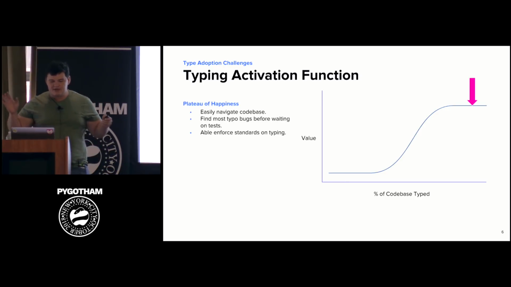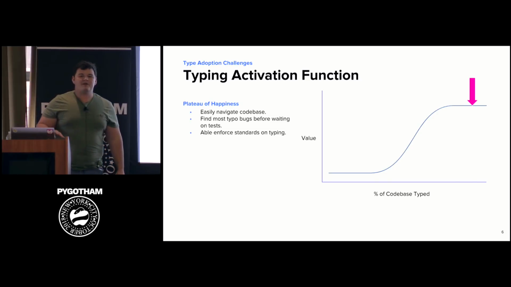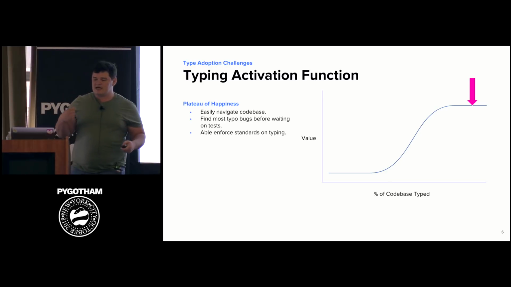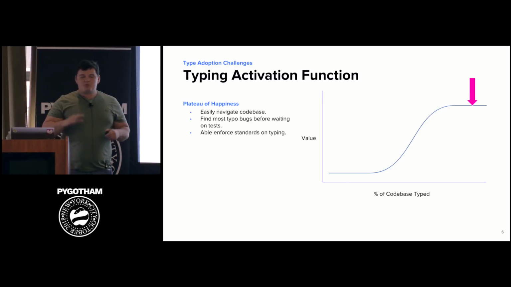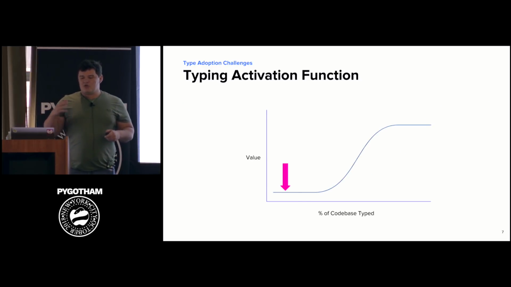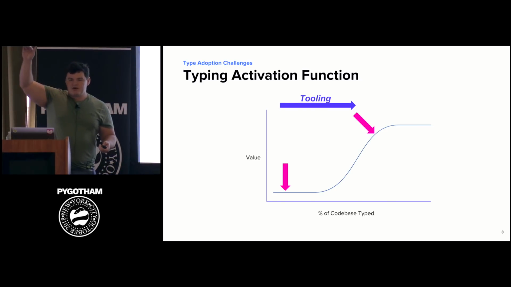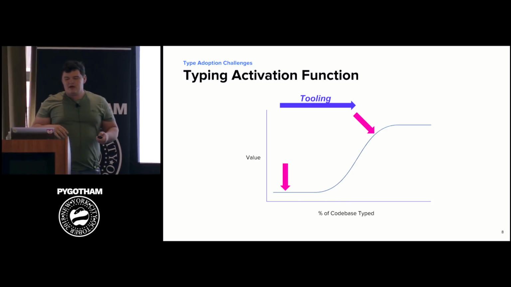And then, of course, we all want to be here, the plateau of happiness, where it's really easy to navigate your code base. You can find typos without waiting on tests. You can enforce standards with typing. You can say that all new functions have to be typed, or all functions have to be typed. And we really want to get here. And so the thrust of this talk is how do we get from that very beginning phase where we're not really having a lot of value to maybe not all the way up the hill, but pretty much towards the top with tooling.